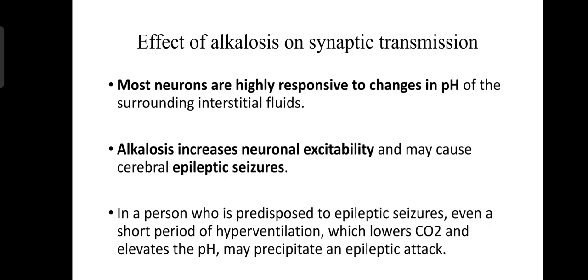Many factors can affect the synaptic transmission, including changes in pH. For example, alkalosis can increase the neuronal excitability, resulting in seizures. You may have noticed that some people who have panic attacks, when they hyperventilate, breathe very quickly, the CO2 levels will decrease, and that will result in an increase in the pH, alkalosis, and that can precipitate epileptic seizures in those persons.